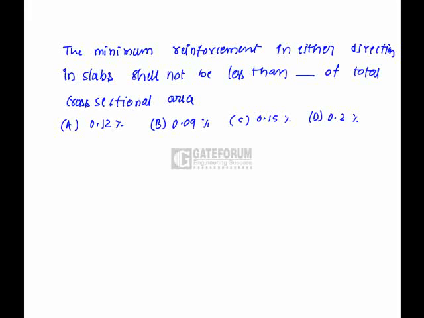Minimum reinforcement in either direction in slab shall not be less than dash of total cross-sectional area. How much percentage of total cross-sectional area has to be there for the minimum reinforcement to be provided? According to IS 456-2000, we know that 0.15% of total cross-sectional area is the minimum reinforcement to be provided for slabs. So option C is correct.